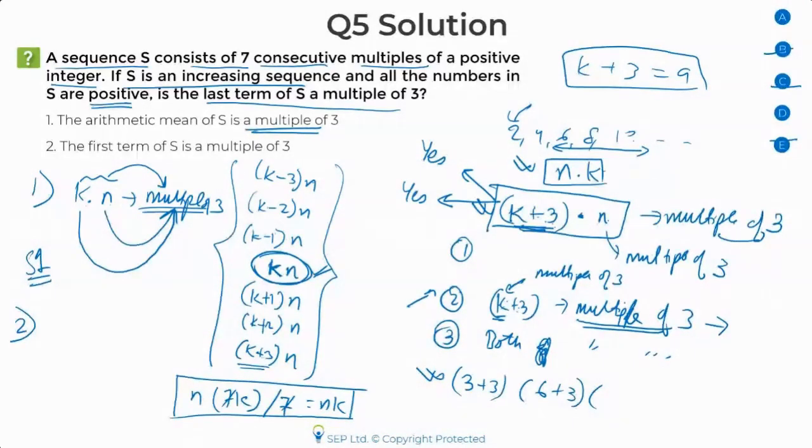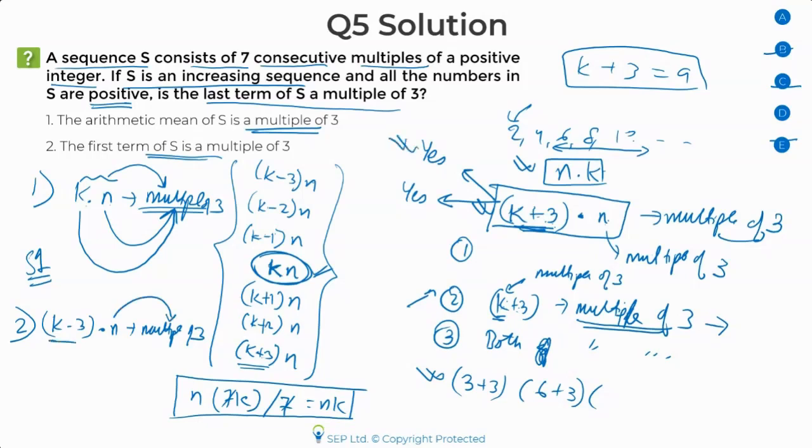Okay. Now let's look at the second statement. I don't see any questions on the chat box. I'm going to the next one. The first term is a multiple of 3. So K minus 3 times N is a multiple of 3. And guys, by now I'm sure you've understood the first one. The second one also must have been clear. Again, same scenario. N could be a multiple of 3. Your answer would still be yes.